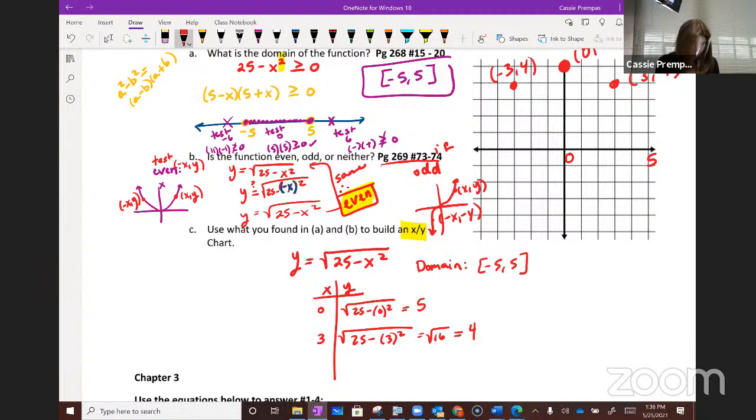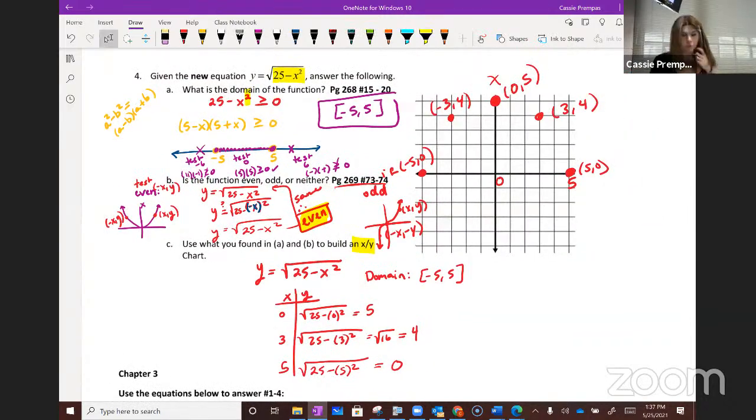And then another good point to plug in would be 5. Because if I plug in 5, I have 25 minus 5 squared. 25 minus 25 is 0. So I have the point 5, 0, which, because the function's even, will reflect to -5, 0. You could have also plugged in 4 and you'd get out 3. But really, I know that the function is going to go through these points and it's going to be reflective over the y-axis.